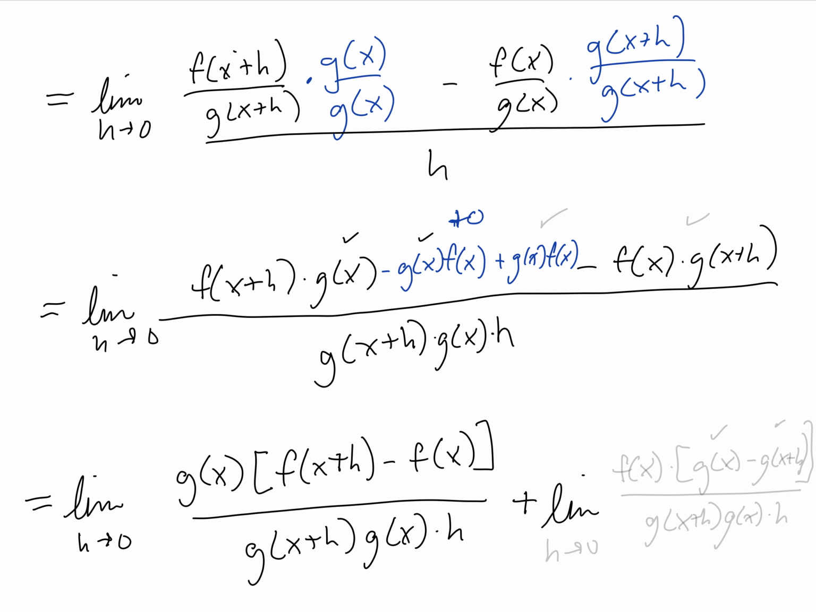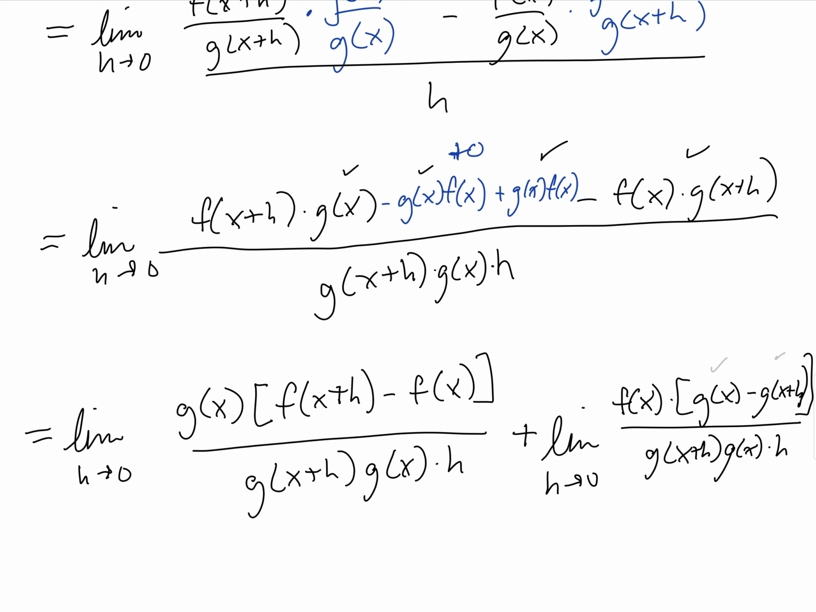plus the limit as h goes to 0 of, now what do these two terms have in common? These two terms have an f of x in common, so f of x times, and then we've still got g of x minus g of x plus h, all divided by the same denominator, g of x plus h, g of x times h. All right, so what can we do with that?